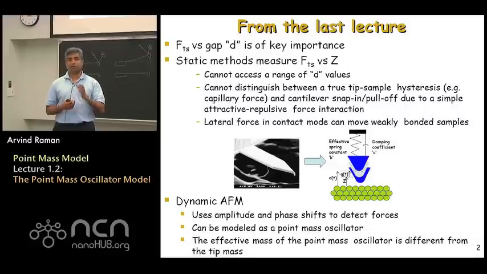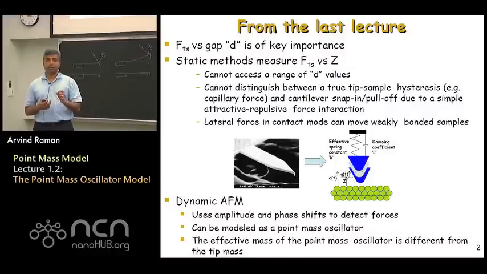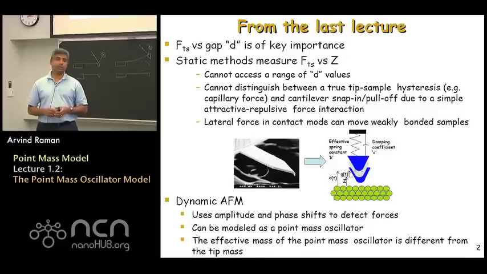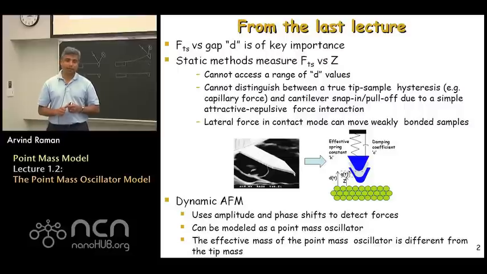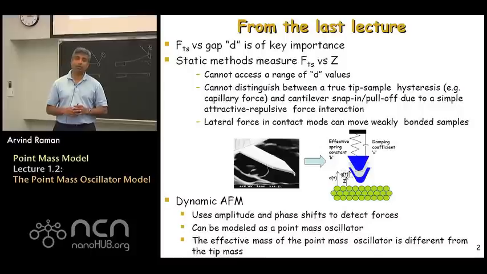As one tries to measure the tip-sample interaction forces as a function of the gap d between the lowermost atoms on the tip and the highermost atoms on the surface, one can use static AFM methods, which we talked about in the first part of the class. But there are three key disadvantages when one does so. The first being the fact that there's a range of d values or gap values that are not accessible due to cantilever snap-in and pull-off in a static force distance curve experiment.